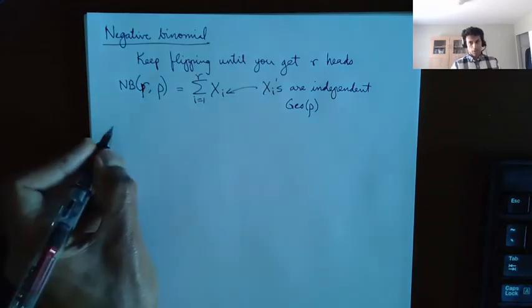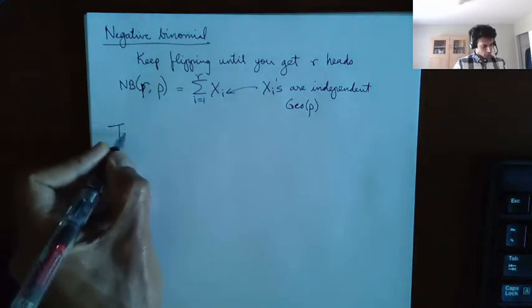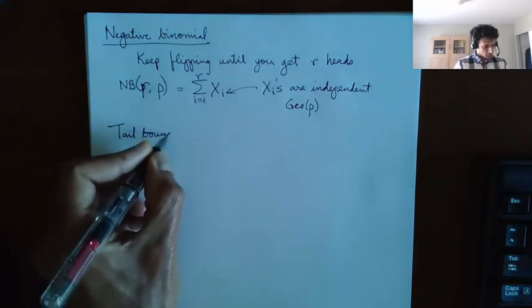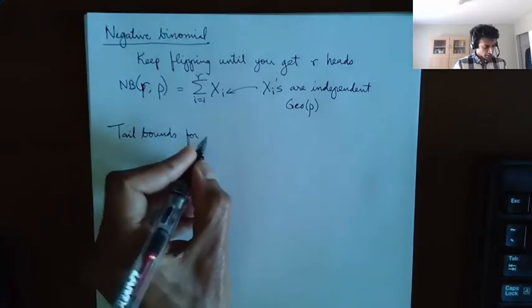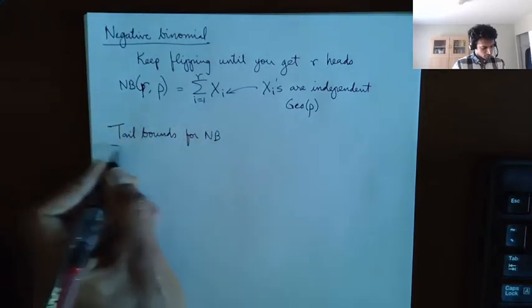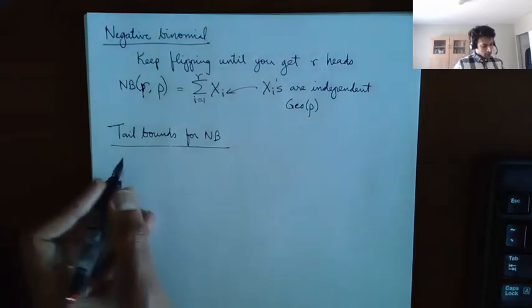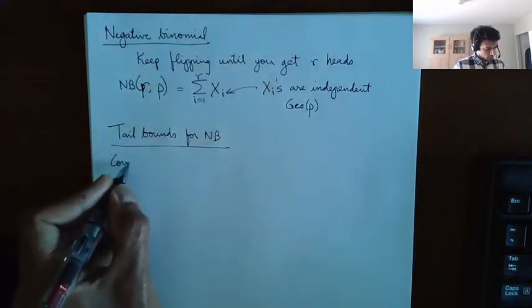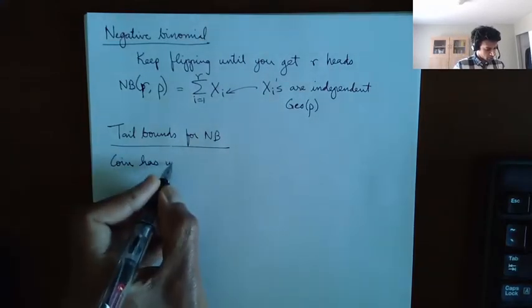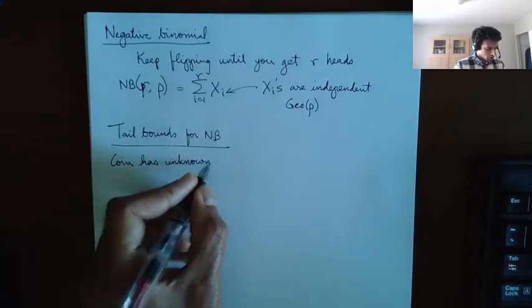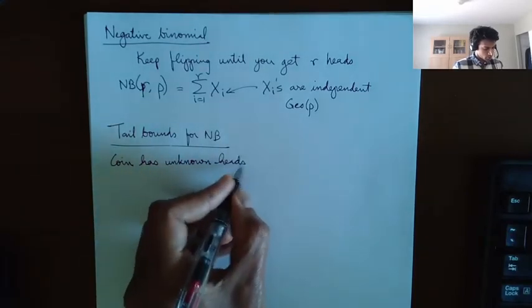Now, one thing that we can immediately talk about is tail bounds for the negative binomial. So let's just say you have a coin, there is a coin, that has unknown heads probability.